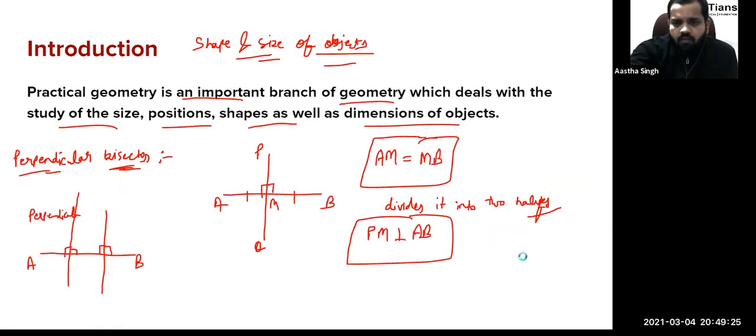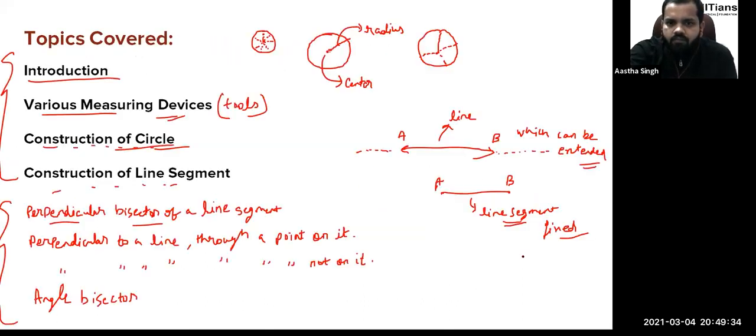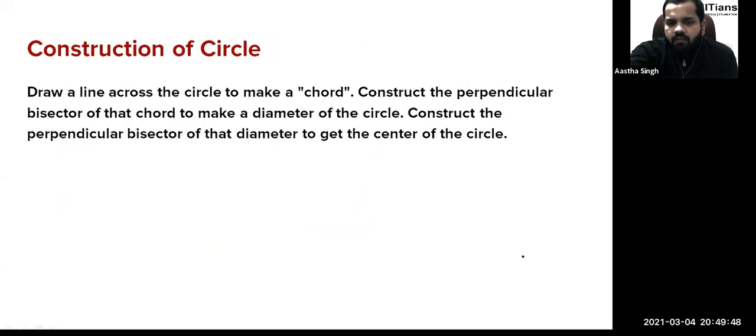We have already studied this, so this is not a construction. We have just studied what it means. The construction of this we'll study later on, right? But today we'll study only the introduction, various measuring devices, various measuring tools: the ruler, the compass, protractor, set square, divider, construction of a circle, construction of a length.